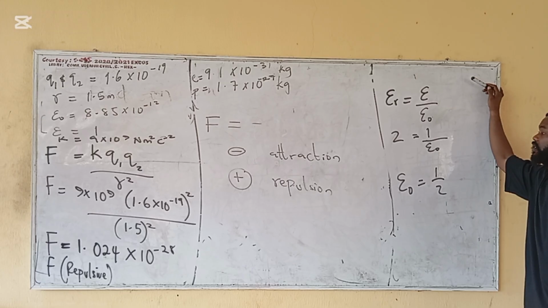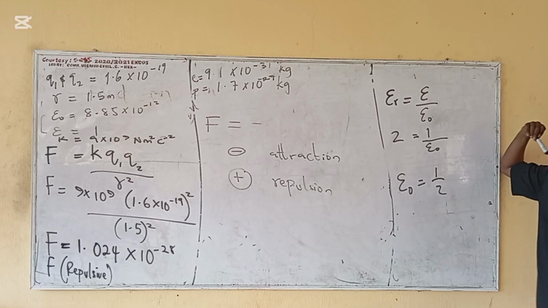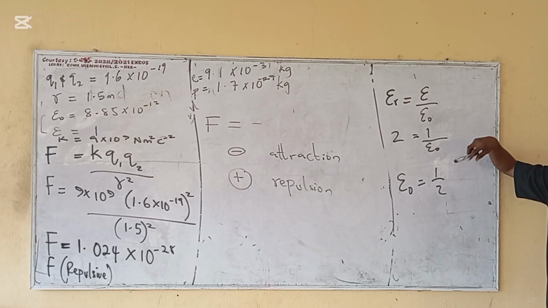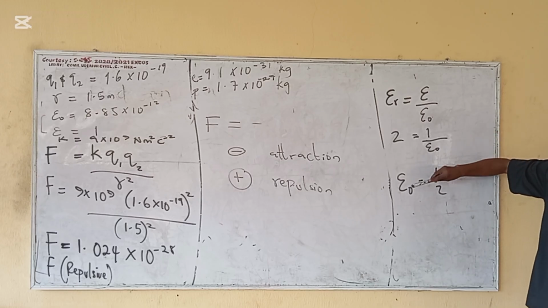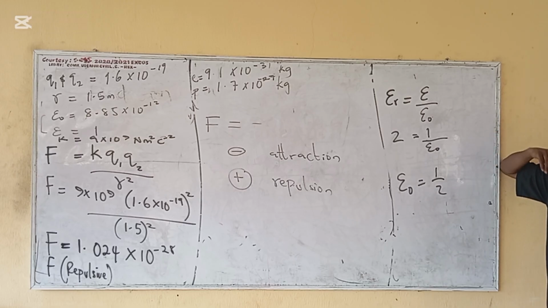Okay, but let's check something. Look, epsilon naught here is 1/2, should we? We can increase epsilon naught. That means epsilon naught here is equal to 8.85 times 10 to the minus 12. That's what it is now. Divided by C, epsilon naught also has its own constant.